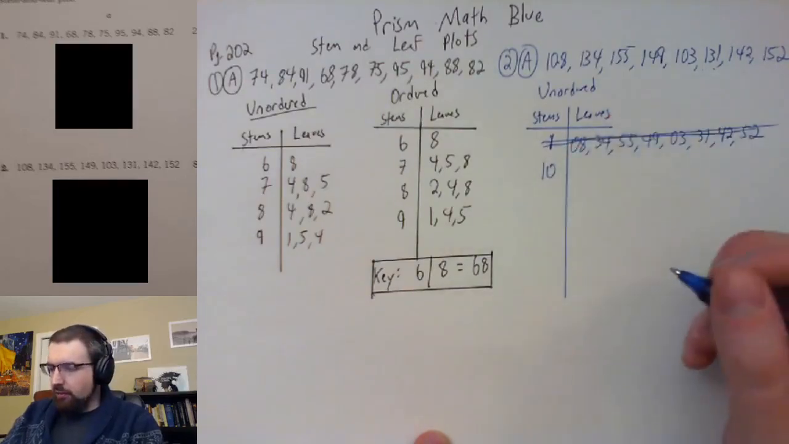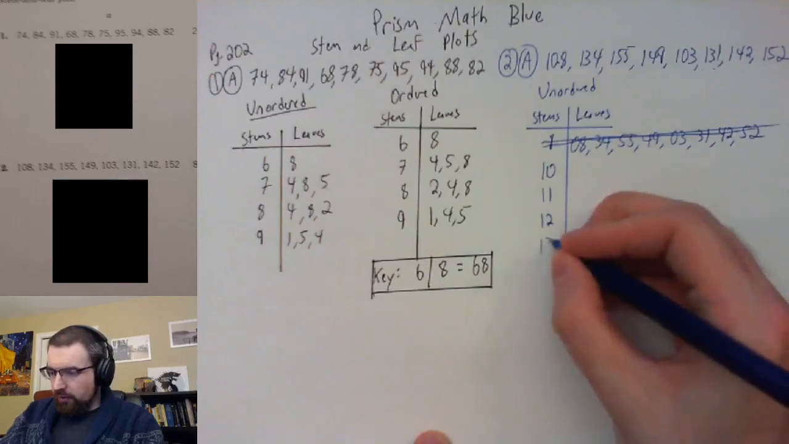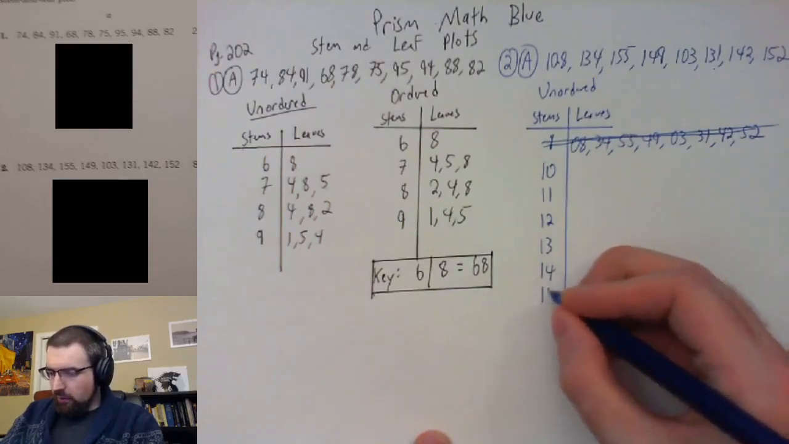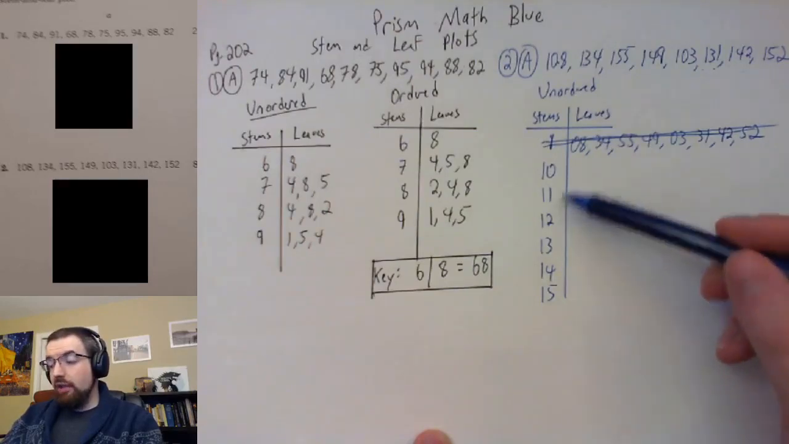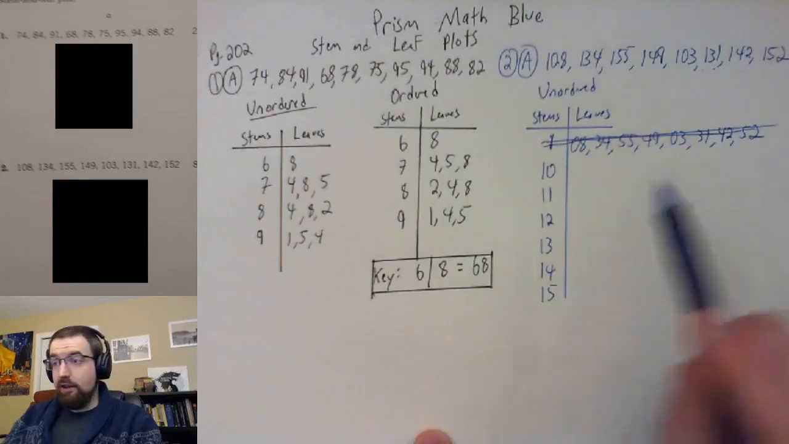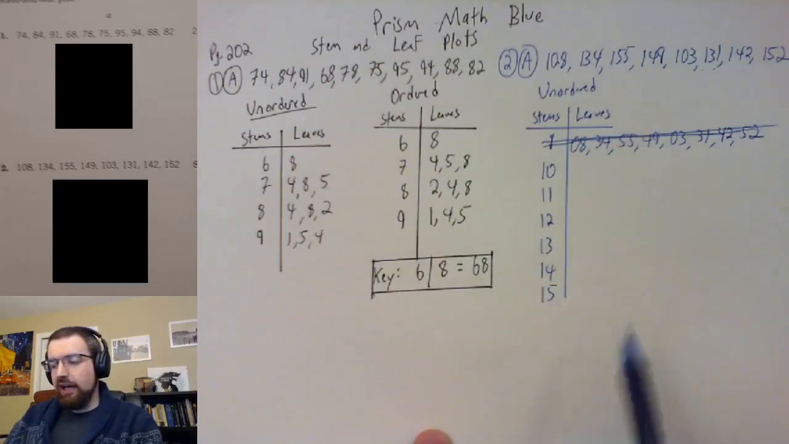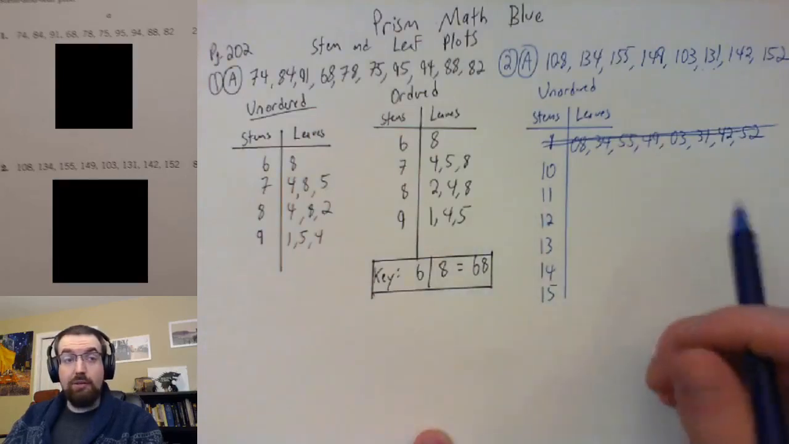So we've got 10, 11, 12, 13, 14, and 15. Right? Now I know that there's no 11s and 12s in here, but we do still write them out. All right, we write them out and we just leave them blank alongside. Because again, part of the point of a stem and leaf is to show how the numbers are clumped together.